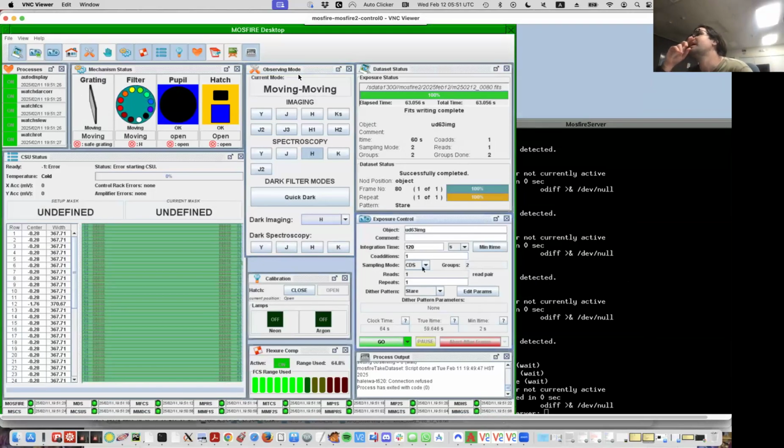So if you're starting in H band, the recommended exposure time is 120 seconds, and you want to have 16 reads. 16 reads and dither pattern ABBA. Yep. But all set up. And then for K, it's 180, right? K is 180. Yes, that's correct.